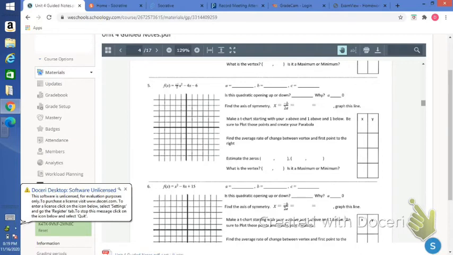Alright, so for number 5, our A is going to be negative 1/2. Our B is negative 4. And your C is negative 6. Is this quadratic opening up or down? So it's going to open down because your A is less than 0.